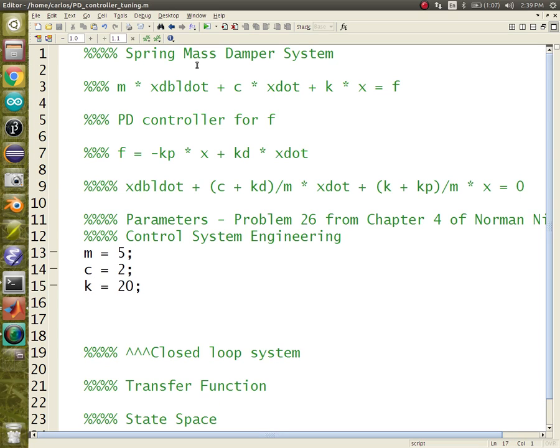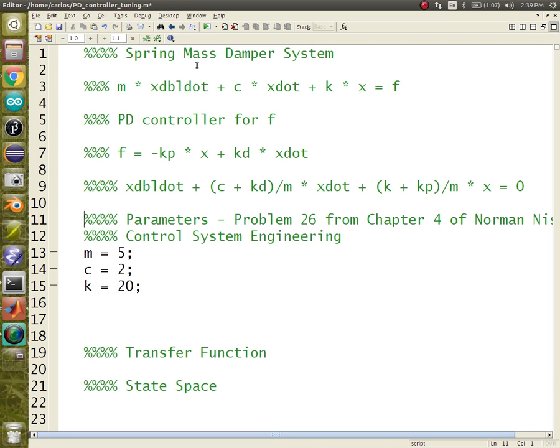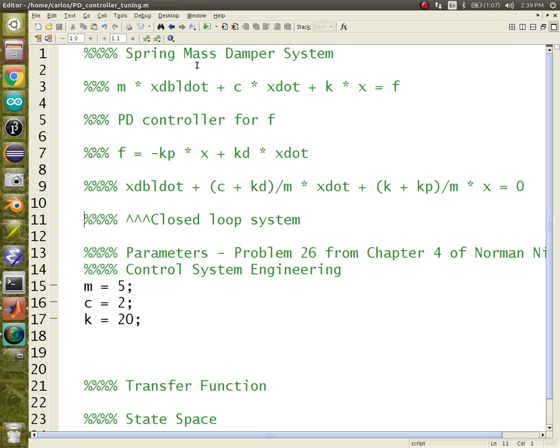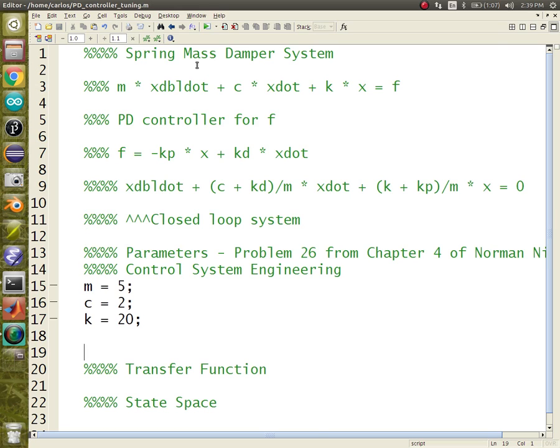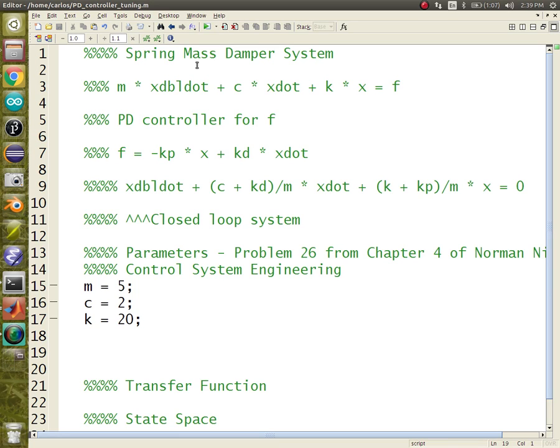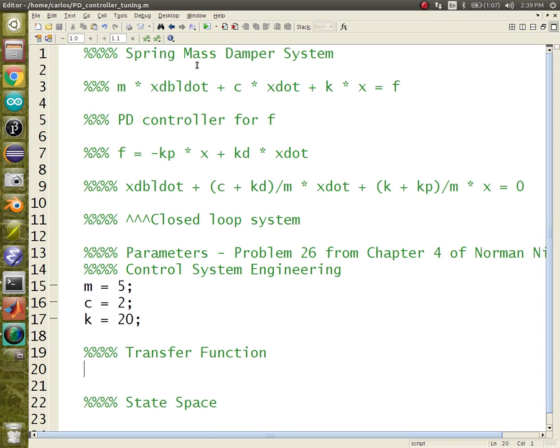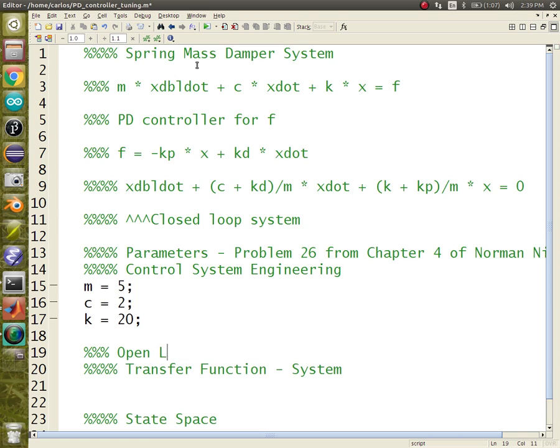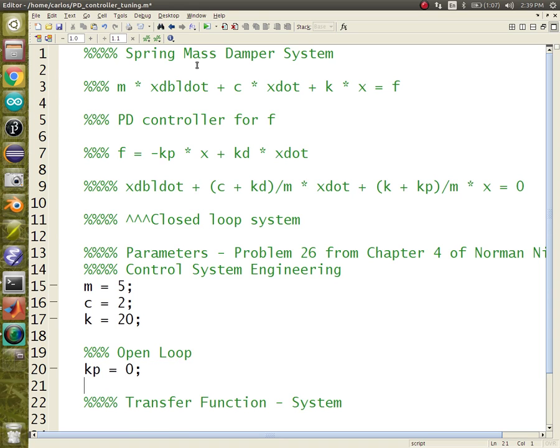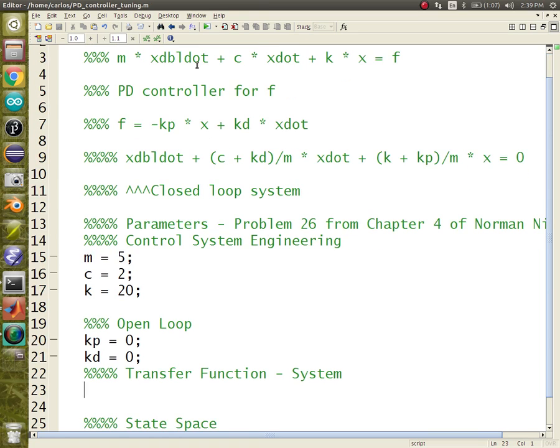And so what I want to do first is, just by looking at this problem, let me move this up here. This is the closed loop system, and so let's look at just the open loop system. To do that, let's start with looking at the transfer function. So what would the transfer function be for my system here? For open loop, I'm going to go ahead and set kp and kd to 0. And so I'm going to do the transfer function way.